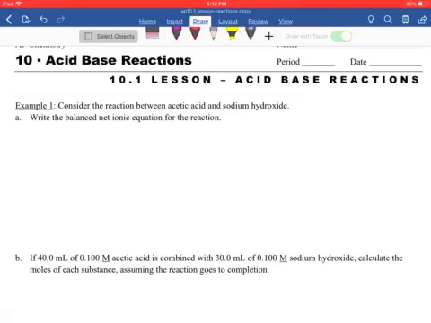Alright, hello guys, welcome to lesson 10.1, acid and base reactions. There's two really long examples in this lesson, and so I'm going to take one example and then I'll probably make another video for the second example so it's not too long.